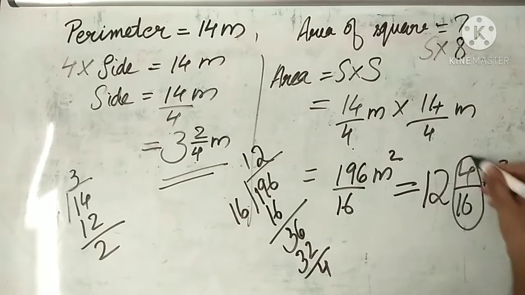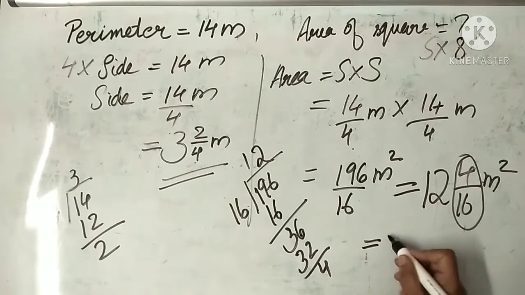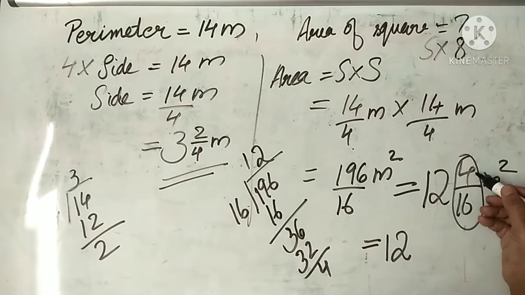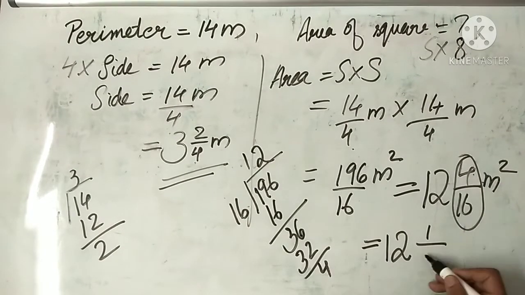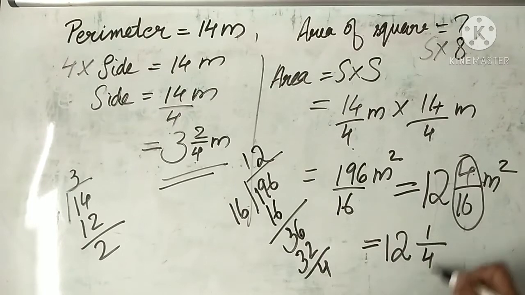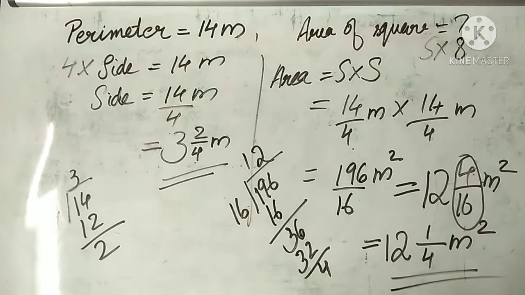In this 4 by 16, 4 is a common factor. So we can write this as 12. 4 will go how many times in 4 table? 1 time. 16 will go 4 times. So 12 1 by 4 meter square is the area of the square.